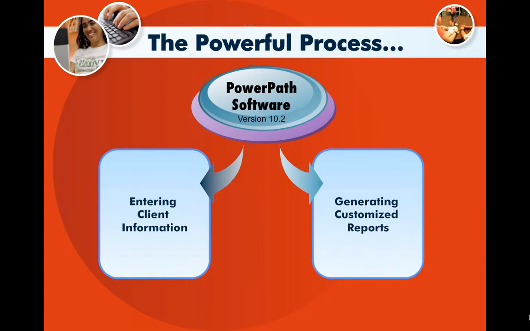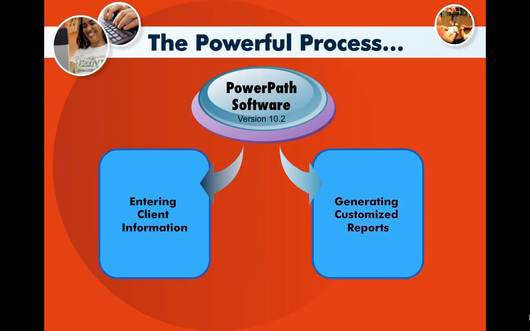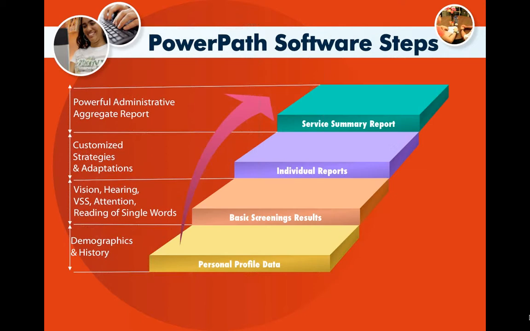There are two main parts to the PowerPath software. First, you'll need to enter some personal profile information about the learner to set things up. Next, you enter the results of the basic screenings to complete the profile. Once the profile is created, you're ready to print reports. Generating reports is a very important step. Our customized reports will give you and your organization a lot of helpful information about your learners. There are also several powerful administrative reports, including a flexible aggregate report for your organization that I'll talk about later.